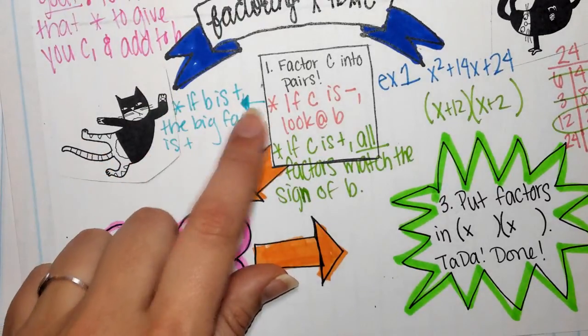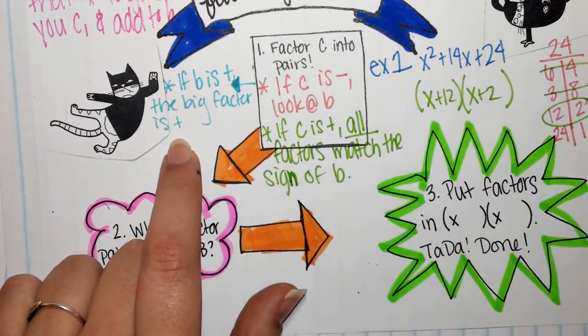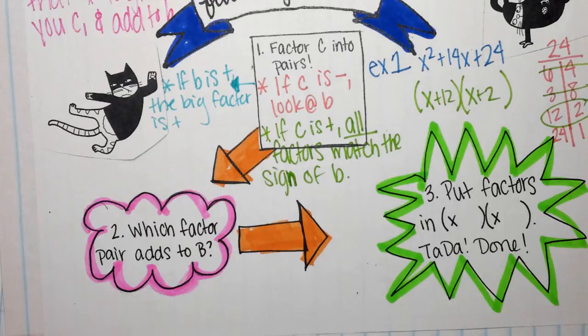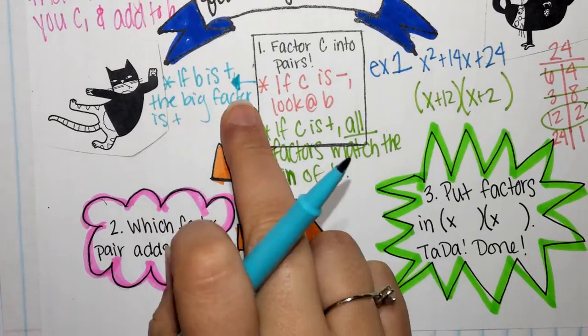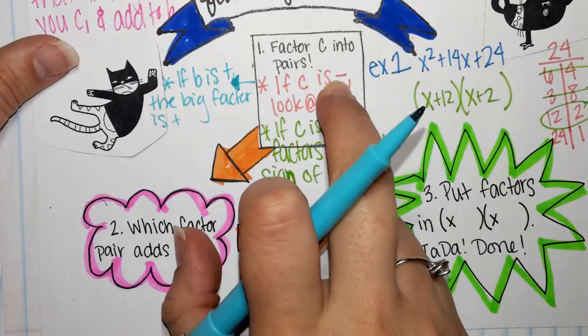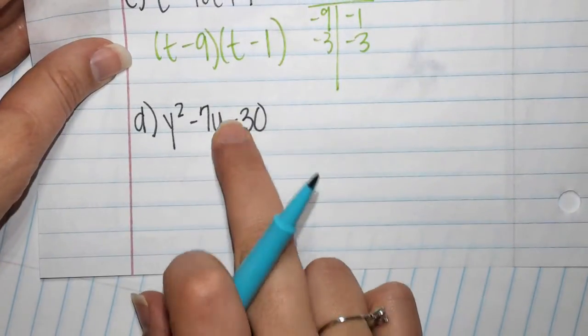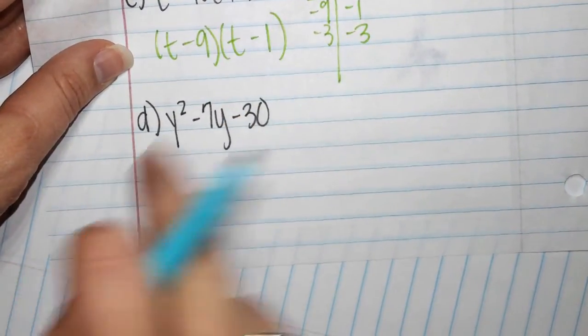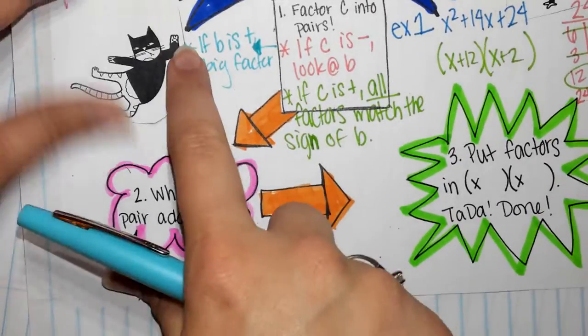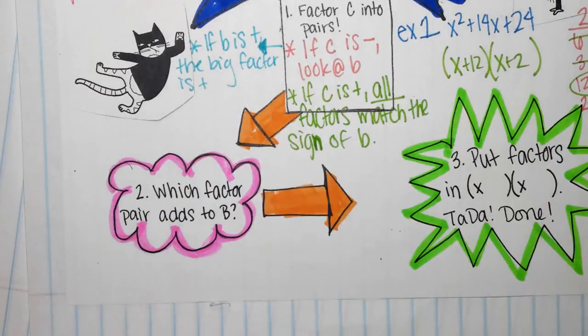So if B is positive, the big factor is positive. Because remember, we're multiplying to get a negative this time, which means we need a positive and a negative. Because a positive times a negative is the only thing that's a negative. So that's why it's different this time. If C is negative, look at B. If we are multiplying to get to negative 30, we have to have one positive, one negative. So we look at B. If B is positive, the big factor is positive.